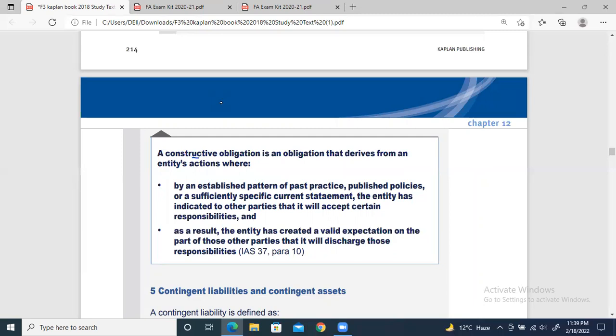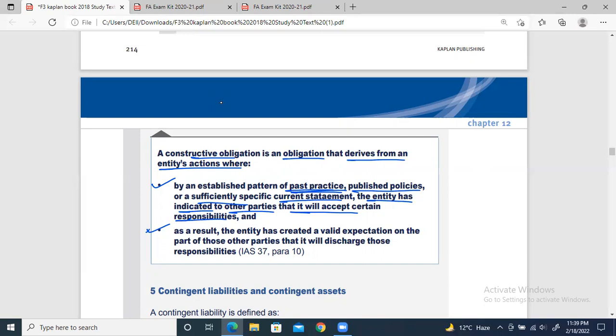So a constructive obligation is an obligation that derives from an entity's actions where, two examples are written over here, by an established pattern of past practice. So these words are very important: past practice, published policies, or a sufficiently specific current statement. The entity has indicated to other parties that it will accept certain responsibilities. The only keyword over here is past practice.